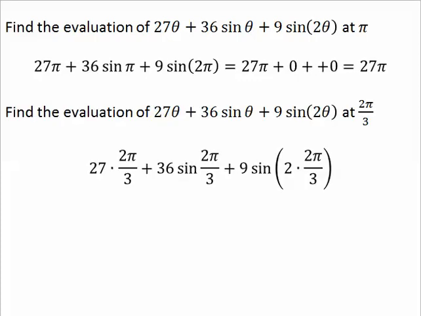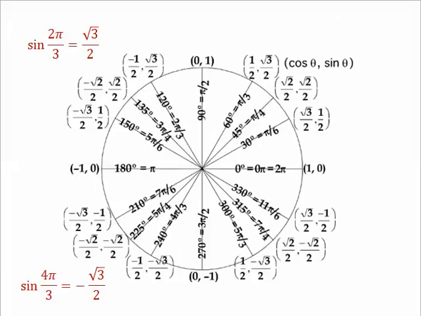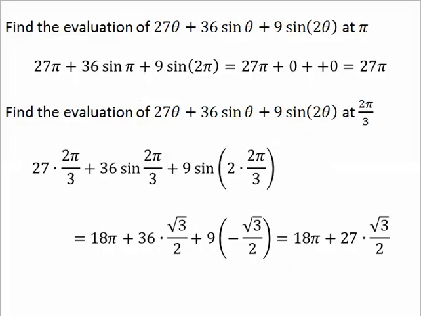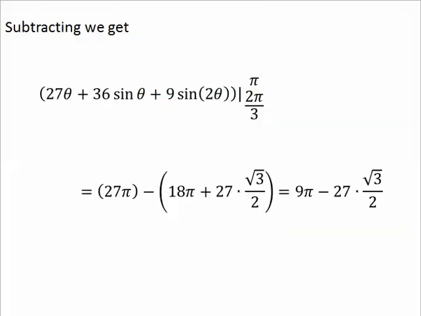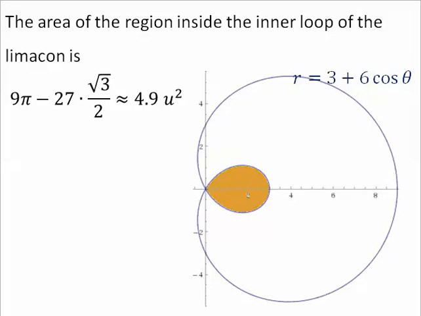Find the evaluation at 2 pi over 3. Sine of 2 pi over 3 is radical 3 over 2. Sine of 4 pi over 3 is negative radical 3 over 2. And so the evaluation at 2 pi over 3 is 18 pi plus 27 times radical 3 over 2. Subtract. Subtracting, we get 9 pi minus 27 times radical 3 over 2. And so the area of the region inside the inner loop of the limaçon is 9 pi minus 27 times radical 3 over 2, which is approximately equal to 4.9 square units.